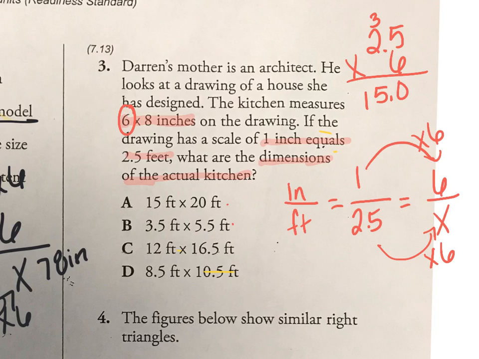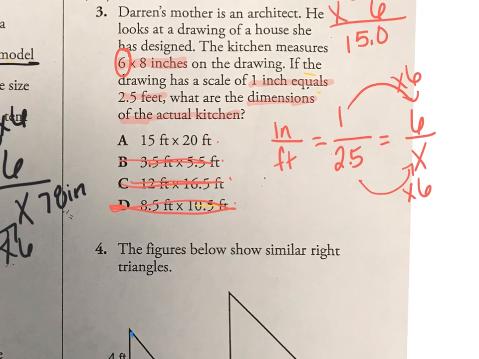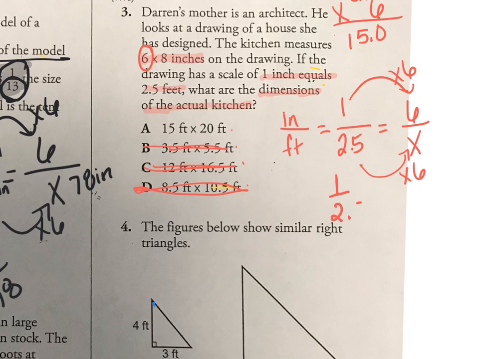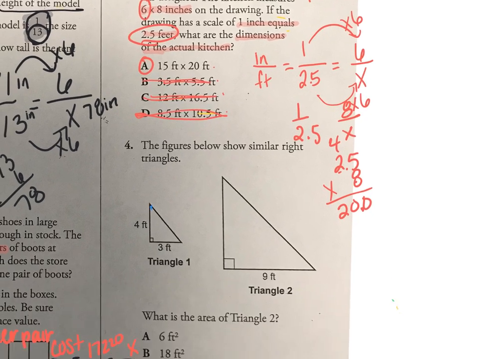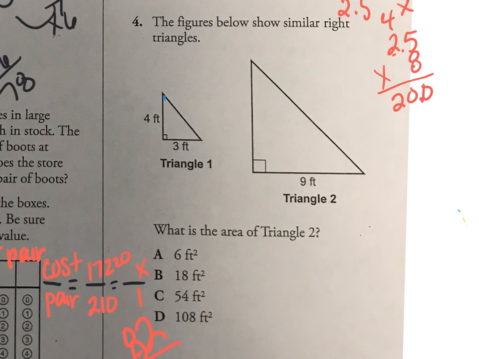If I look at my answers, really that only leaves us 1 answer. But let's go ahead and check that next one. 1 over 2.5 equals 8 over x. So 2.5 times 8, because it says 2.5 feet. So it's going to be 20. So the answer is A. Does everybody see where I got that one now? Yes. Okay.